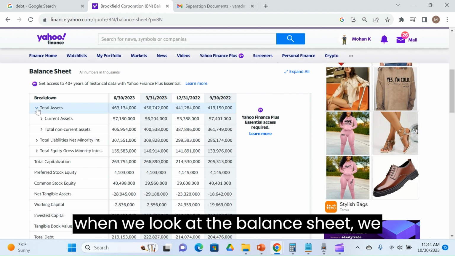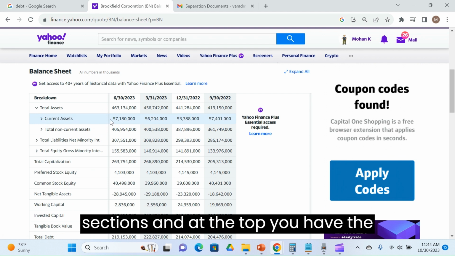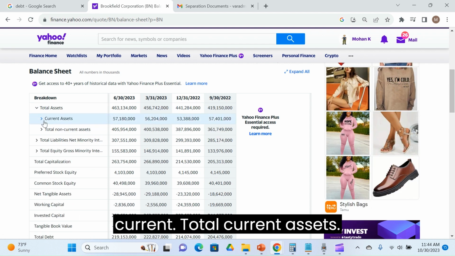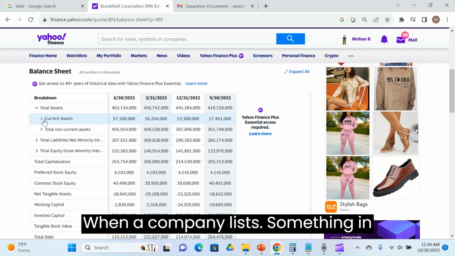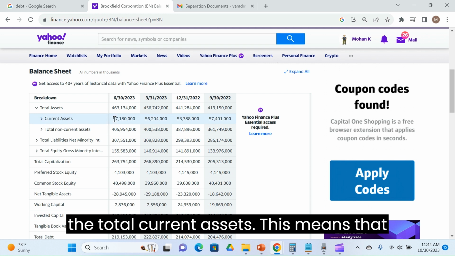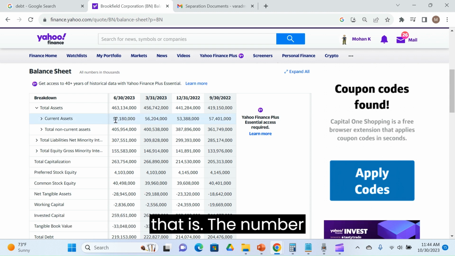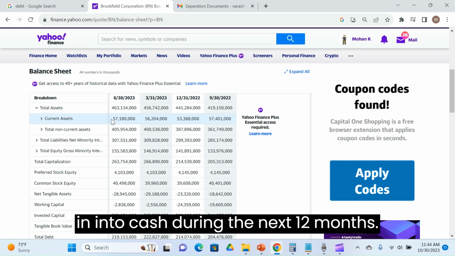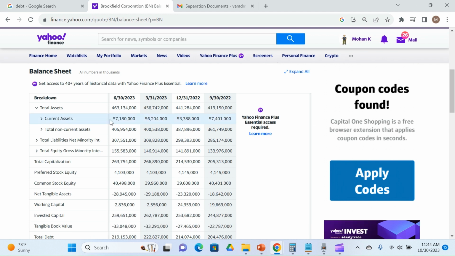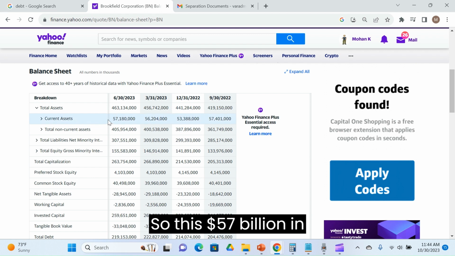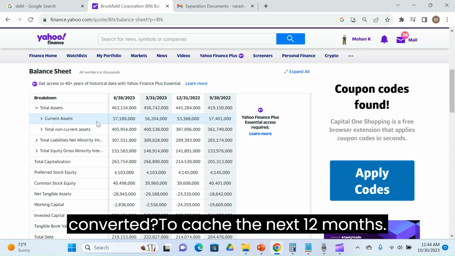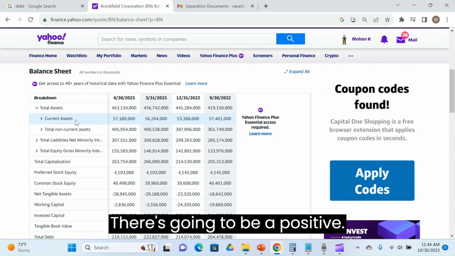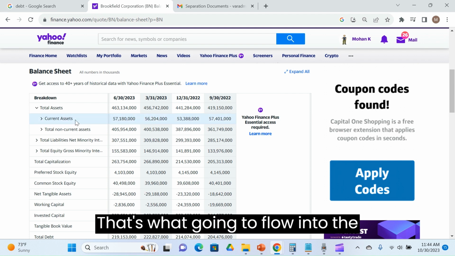When we look at the balance sheet, we have the assets broken down into two sections. At the top, you have the total current assets, and then you have just total assets. When a company lists something in the total current assets, this means that the company will likely convert whatever that number is into cash during the next 12 months. So this $57 billion in total current assets is going to be converted to cash in the next 12 months. That's going to be a positive. That's what is going to flow into the company.